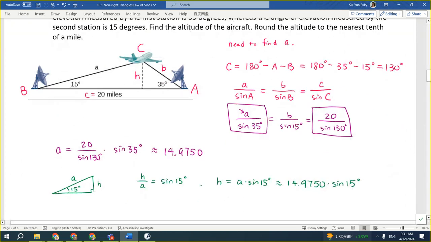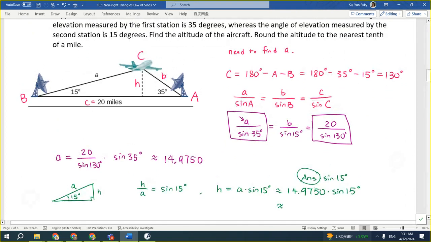By the way, when you use your calculator, don't type this number. You click answer times sine 15 degrees so that your answer is more accurate. It's the long decimal approximation. Is that clear, everybody? So now what do you get for the H?